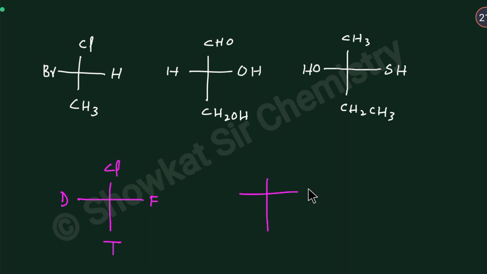Next is like this, where I am having COOH here, fluorine here, chlorine here, and let's say it is my OH. And the next molecule which you will try is like this: I am here having COOCH3, the ester group, fluorine here, chlorine here, and hydrogen here.